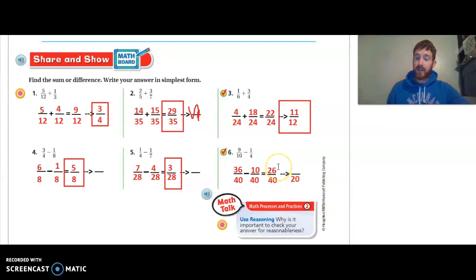And if I have to do the same thing, again, to put it in simplest form, we divide by the same number that we have in common. 40 divided by 2 gives me 20. 26 divided by 2 would give me 13. And when we get to that, that's going to be our simplest form answer, okay?